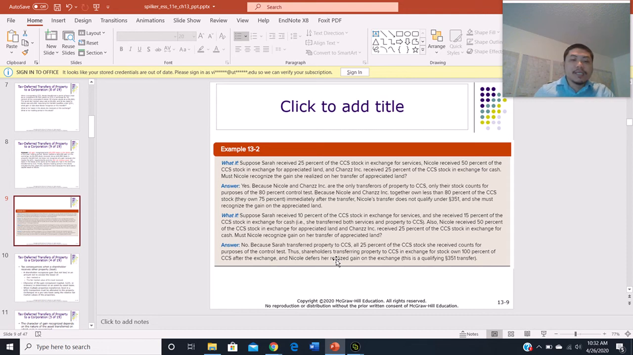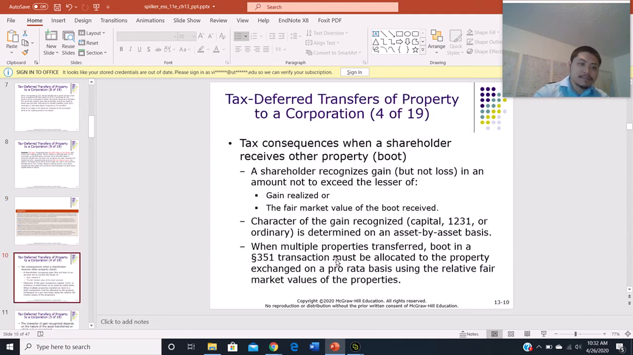So I hope this scenario, this example, gives you a good idea of how section 351 works, and the requirements that need to be met for a transfer to be considered as section 351.